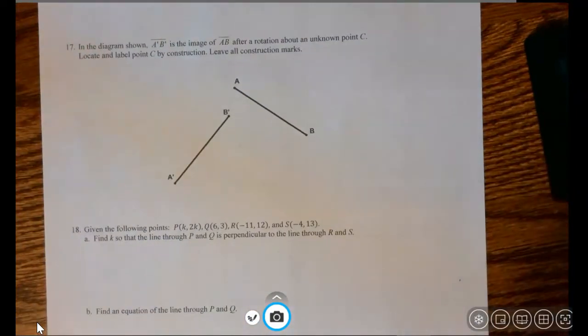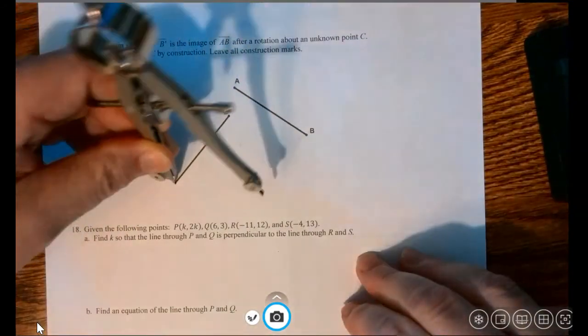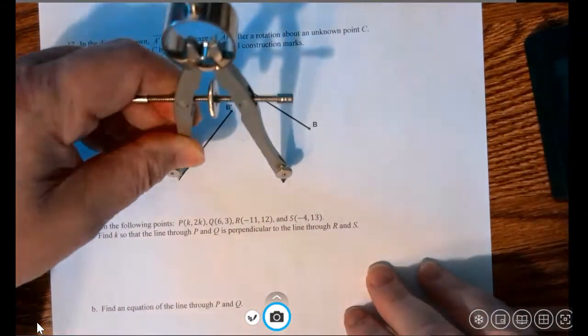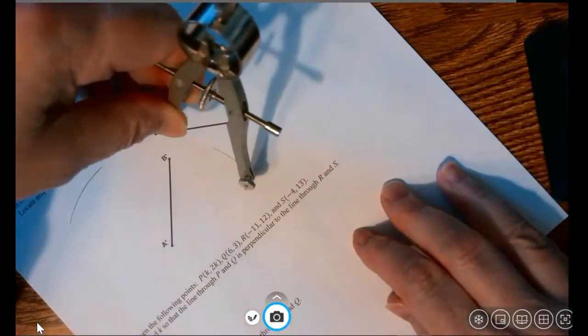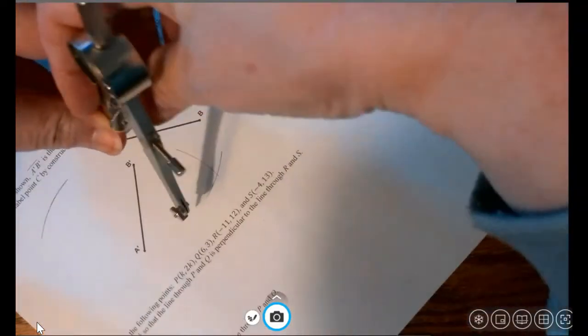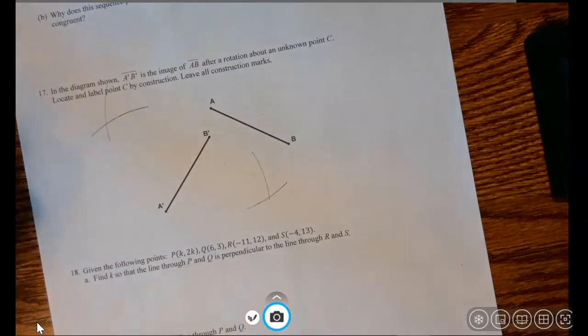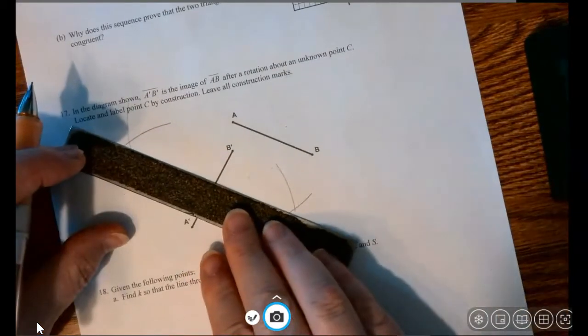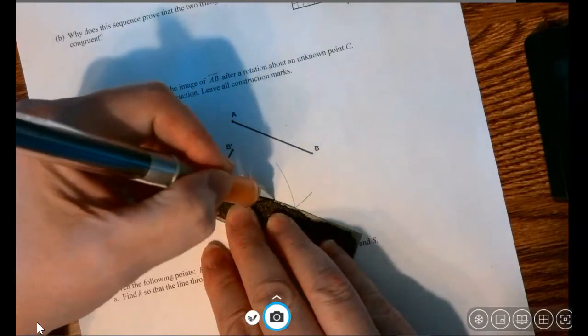So if I construct the perpendicular bisector of A prime, I'm going to do this the same way I did up on the previous problem. So I'm going to draw arcs here. So I'm just locating 2 points that are equidistant from A and A prime. So here's the perpendicular bisector of A prime. So again, I'm going to just do dotted lines for this.